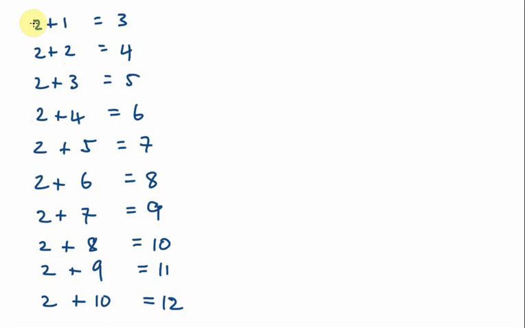Once more, 2 plus 1 is 3. 2 plus 2 is 4. 2 plus 3 is 5. 2 plus 4 is 6. 2 plus 5 is 7. 2 plus 6 is 8. 2 plus 7 is 9. 2 plus 8 is 10. 2 plus 9 is 11. 2 plus 10 is 12. And that's how you add the number 2.